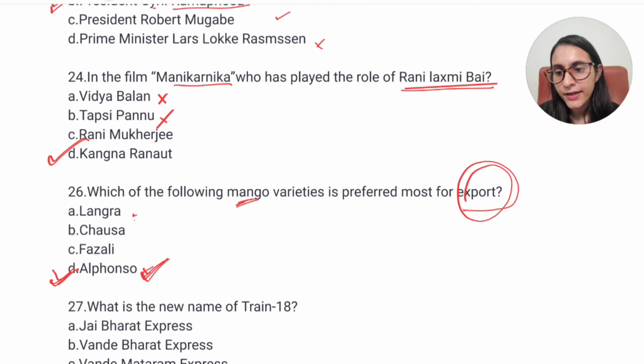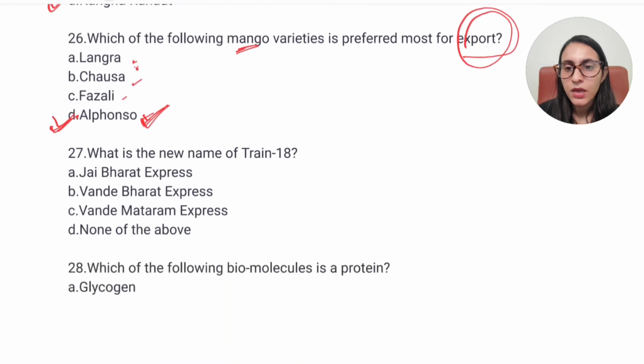While Langra is the most popular variety in India, it is not commonly exported. Chausa, again a very delicious mango, but Alphonso mangoes are typically more popular for exports. And Fazli mangoes are not well known for export as well.